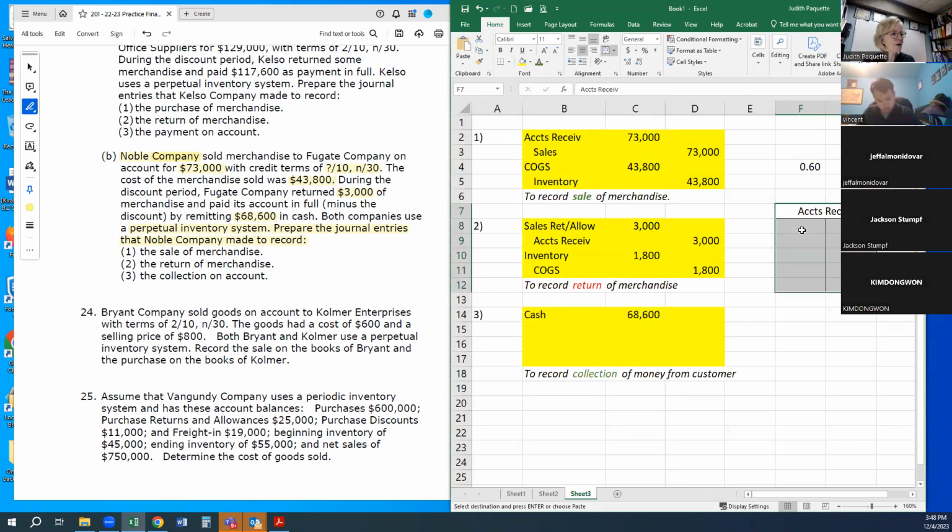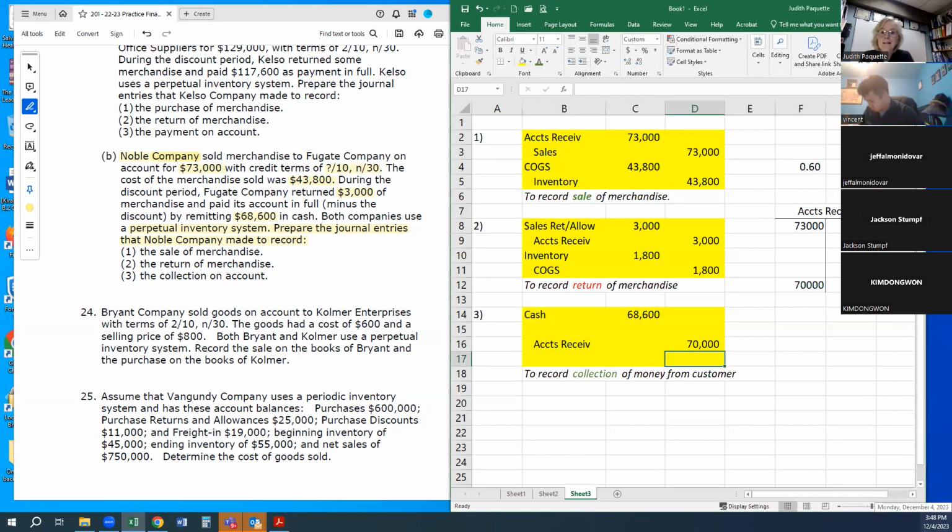So how much do we owe? We originally had accounts receivable of 73,000. We returned 3,000. And our accounts receivable balance is what? 70,000, right? Okay. So we're going to clear that out. Accounts receivable, 73,000. I'm sorry, 70,000.